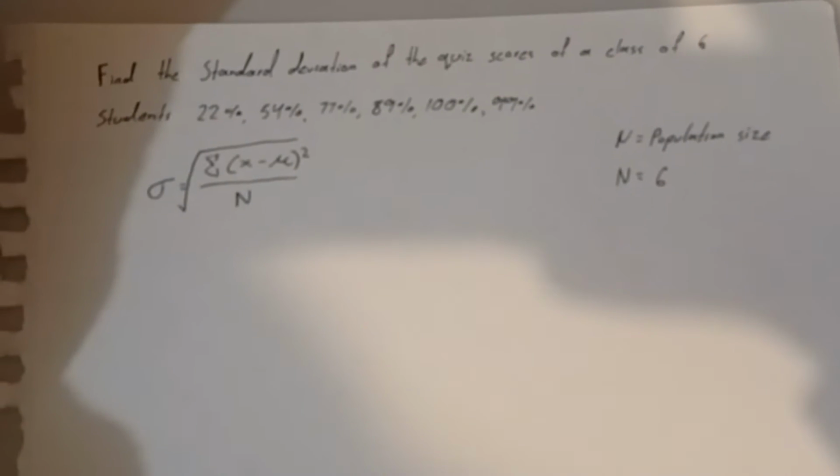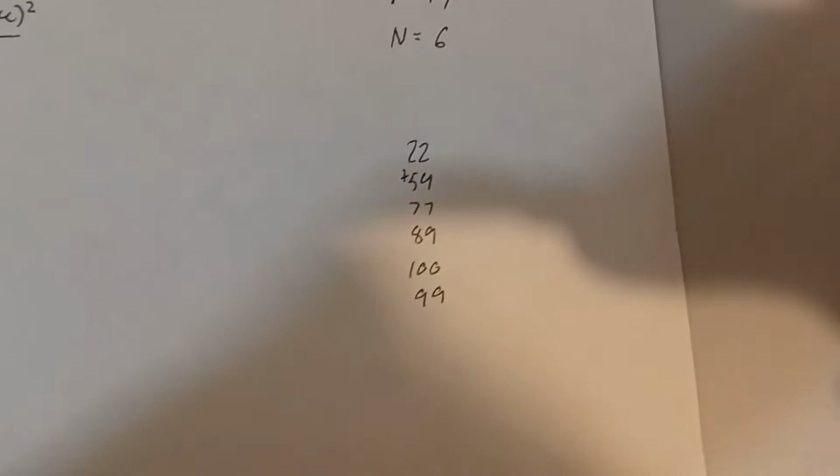So let's say we have six numbers here, 22% all the way to 99%. We're going to add them all together and divide by 6 to get our mu, our mean. Let me write them all down: 22 plus 54 plus 77 plus 89 plus 100 plus 99. All of these numbers get added together and divided by 6. Let's get our calculator and do that right now.